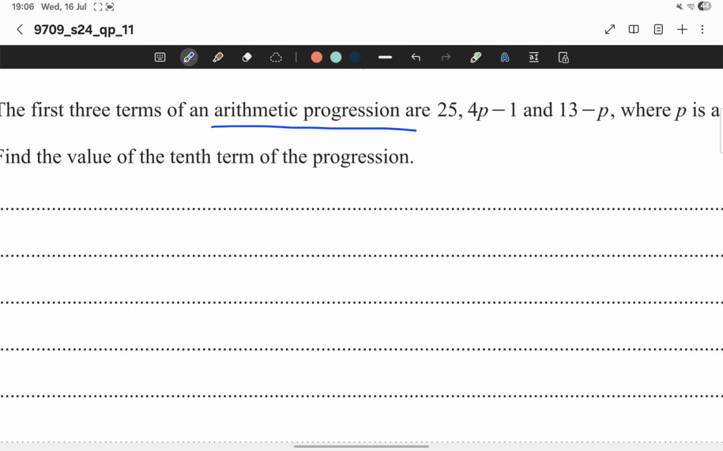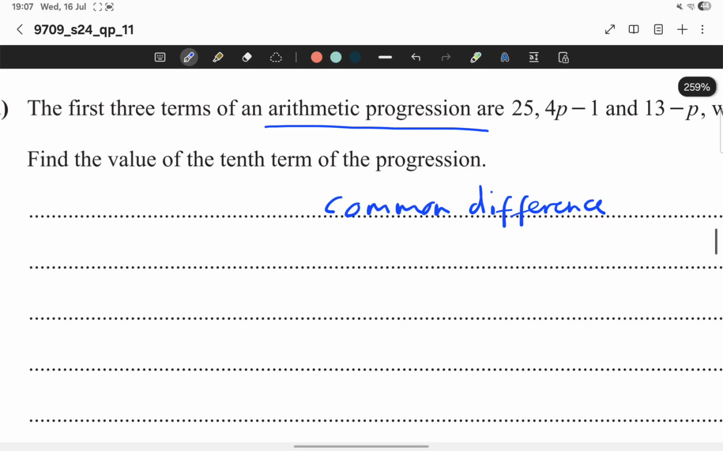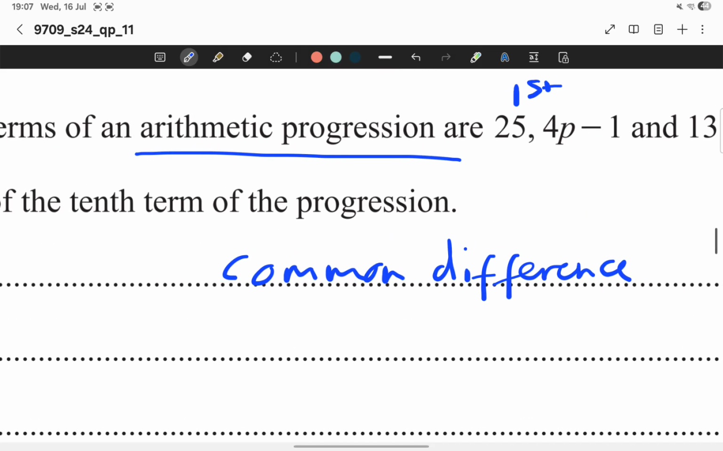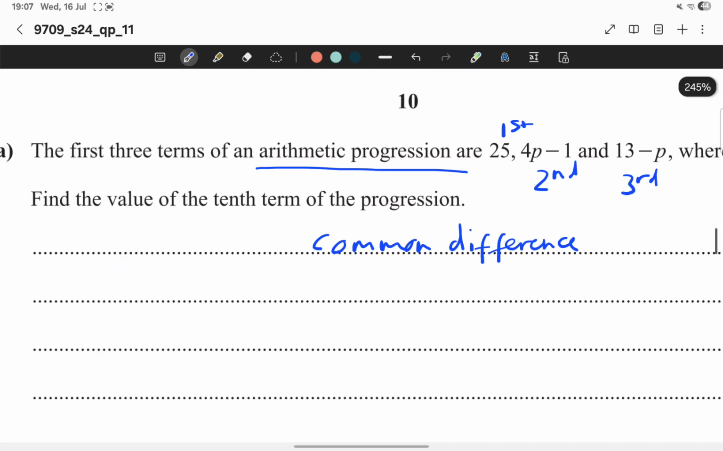And with APs, there is what we call a common difference, which is the same for all consecutive terms. It is the difference between consecutive terms, and it is constant, meaning it's the same. So we know that 25 is the first term and 4p minus 1 is the second term, and 13 minus p is our third term. So we know if we say the second term minus the first term, we should get the same difference as saying 13 minus p minus 4p minus 1.